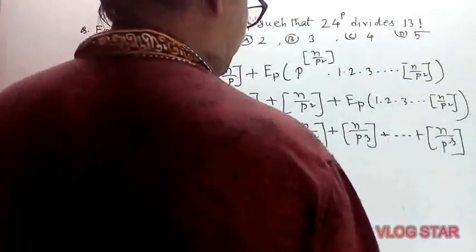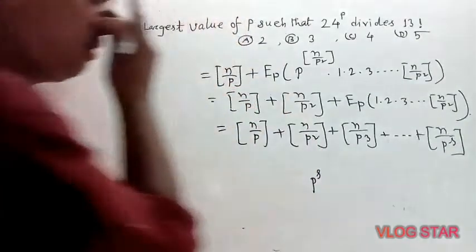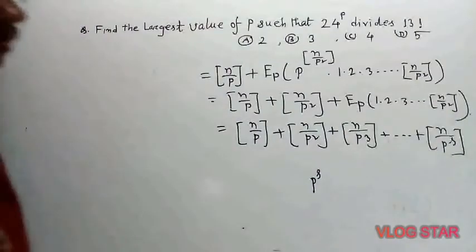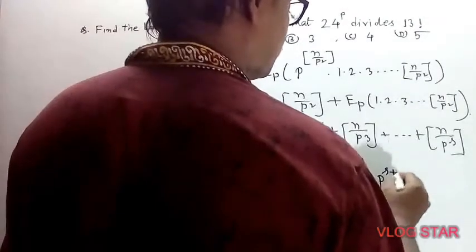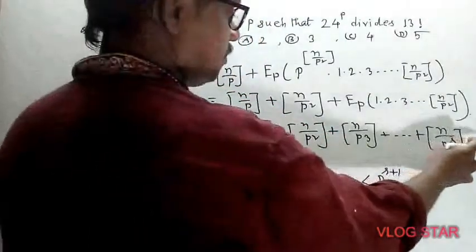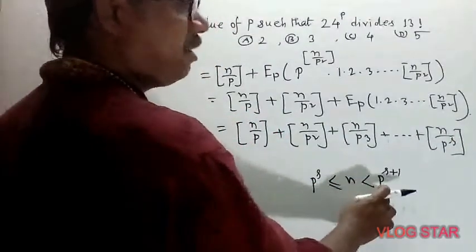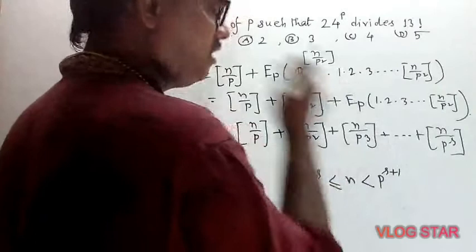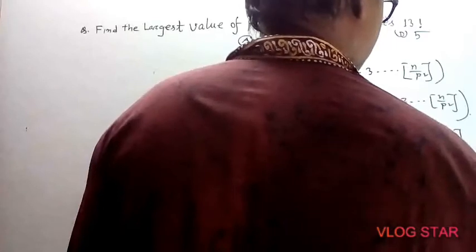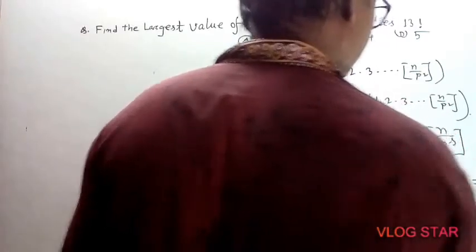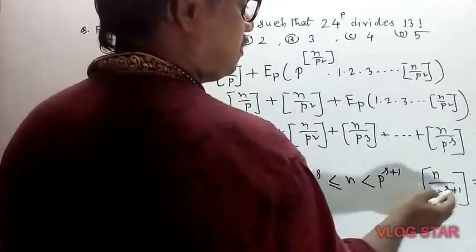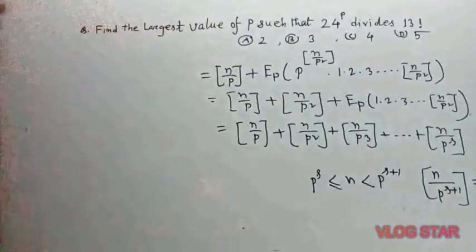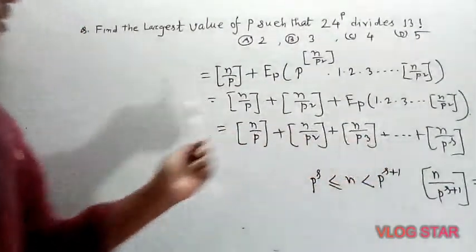Where p power s is less than or equal to n, which is less than p power s plus 1. If you take another term, n by p power s plus 1, the value will be 0, because n is less than p power s plus 1, so its value is less than 1, and its integer value is 0. This is the formula of exponent number.